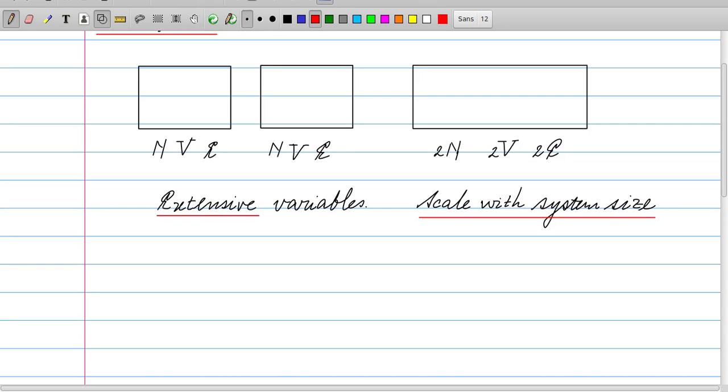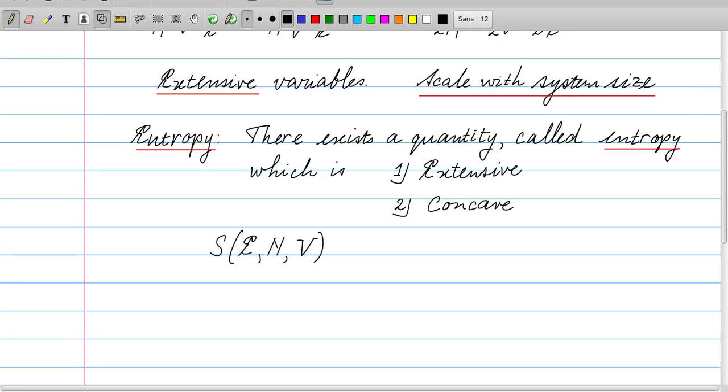So extensive variables scale with the system size. If I make the system twice as big, all these variables also double in size. Now, one of the most important statements made in statistical mechanics is that there exists a quantity called the entropy, which is extensive. So if I double the system size, also the entropy doubles. And it's also concave. Entropy is denoted by the letter S. So S is the entropy, which is a function of the extensive variables E, N, and V. And as a function of these variables, S is concave, which means that its shape is like a dome. In one dimension, if I take one of these variables, then S as a function of that variable always looks like this, and it never looks like this.